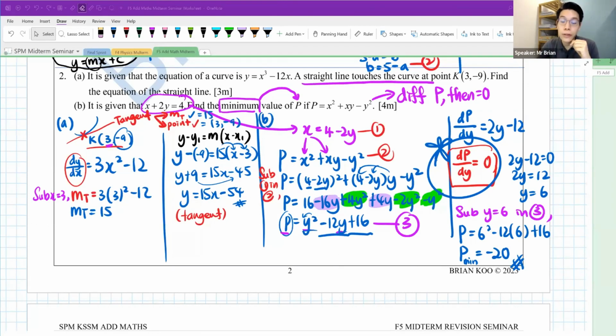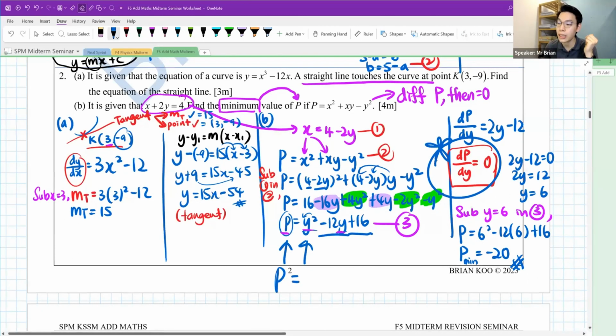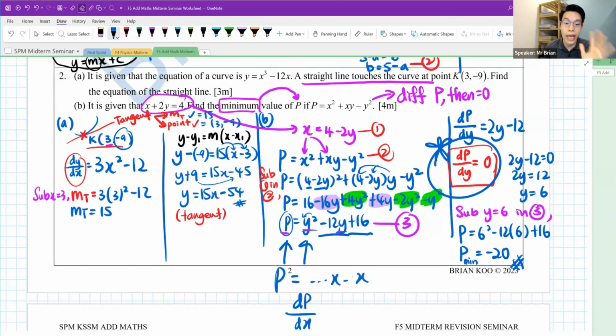Yes, somebody asked, if you differentiate dP/dx, maybe some people convert this equation to P equals something and then have x in here. Then you do dP/dx, you are going to get the same answer.